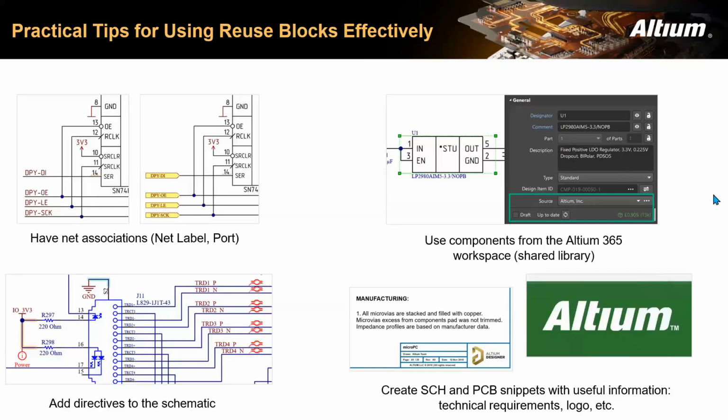Second, take advantage of directives. The design directives are objects that are placed on the schematic, and they specify instructions to pass on to the PCB. With directives, we can define differential pairs, net classes, and some design rules. The third thing, make sure you use components from the Altium 365 library, especially when copying and pasting layout fragments from a third-party project. It will ensure that it works correctly.